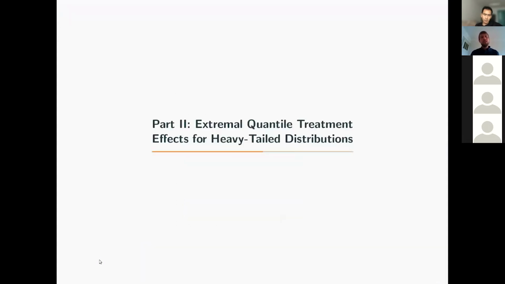So instead, I would like to go on with the second part of my talk, which is on extremal quantile treatment effects for heavy-tailed distributions. This is a completely different setup than before. So if you were lost a little bit, then this is the time to start listening again.